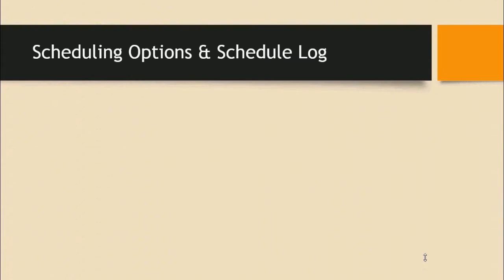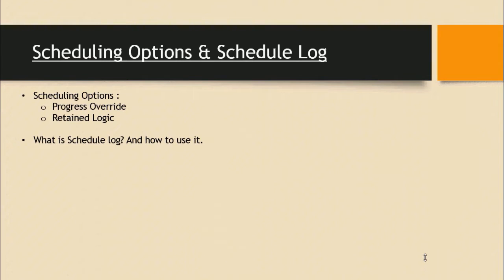Today we will learn about scheduling options and schedule log. Now for those who are already aware of Primavera, you know that Primavera has two scheduling options, that is progress override and retain logic. Another topic we're going to learn is schedule log and how to use it.